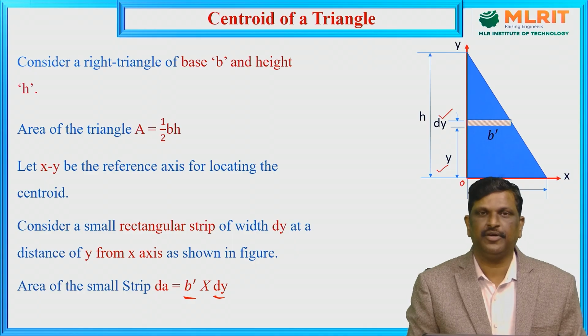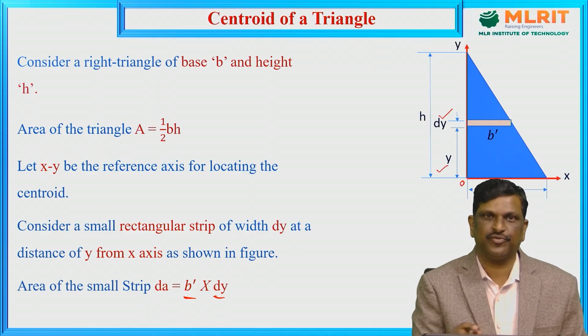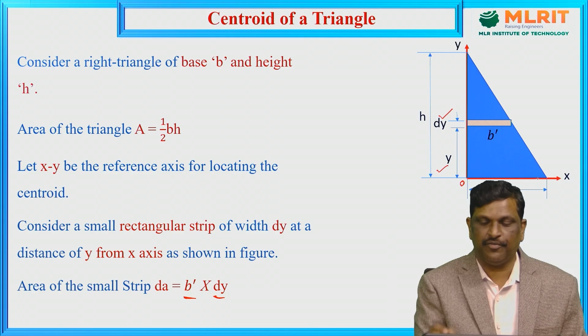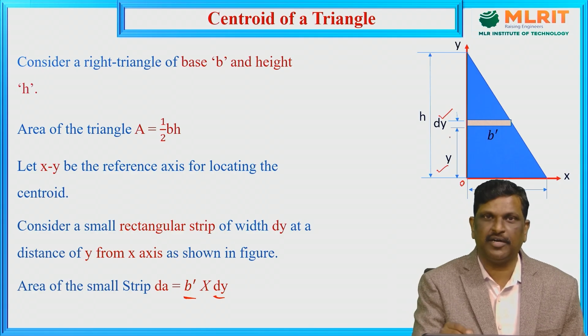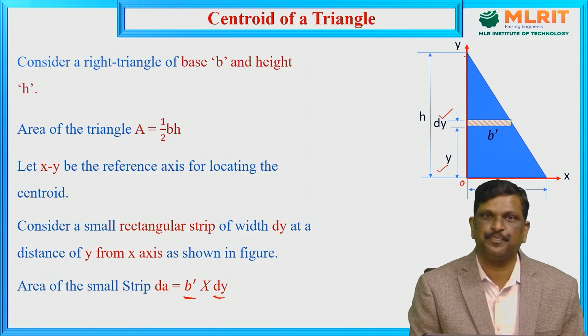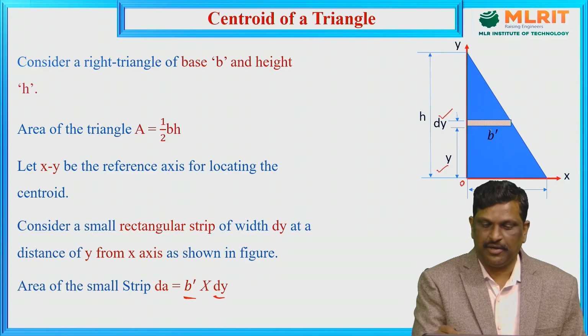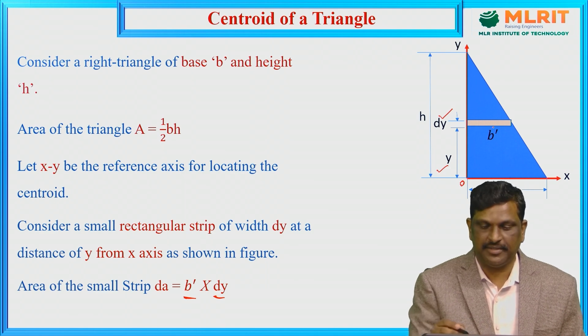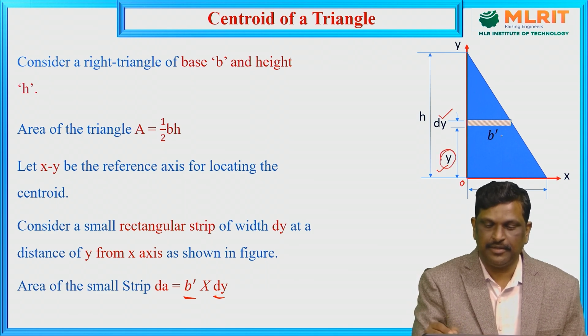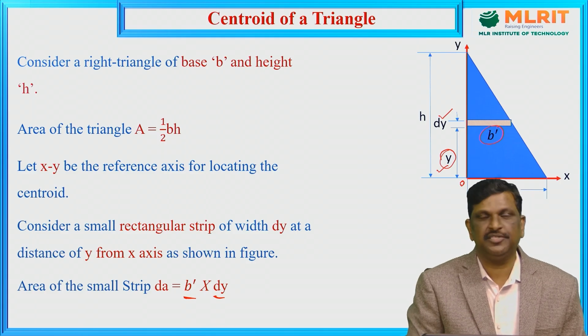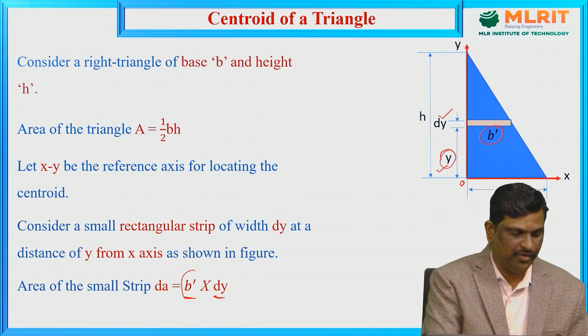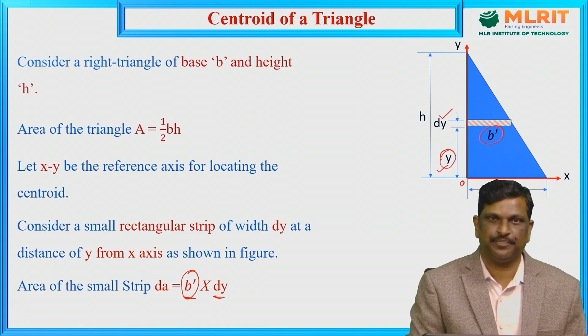See, in the case of a rectangle, we have taken a strip which is equal to the width of the rectangle itself. But here, as we move upwards from base to apex, the width of the triangle will reduce. At the height of y, the base is b dash, which is not equal to b. Here in this derivation, the key point is to find the value of b dash first.